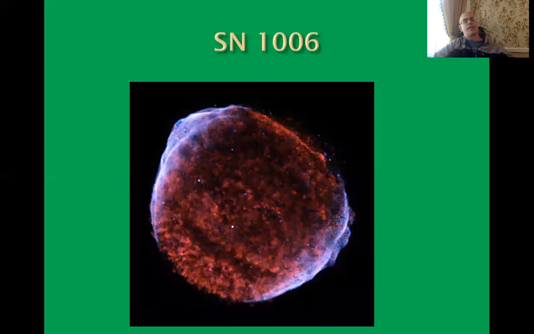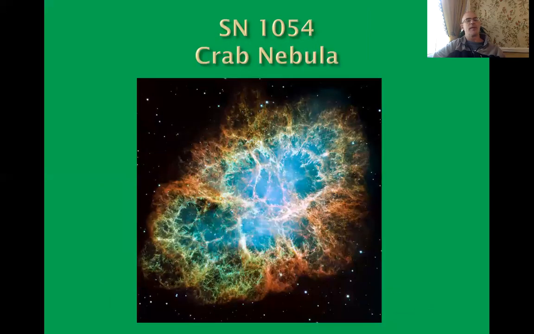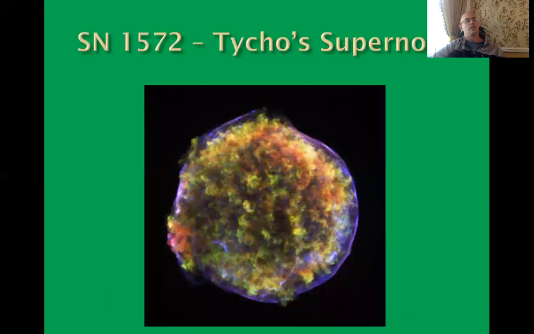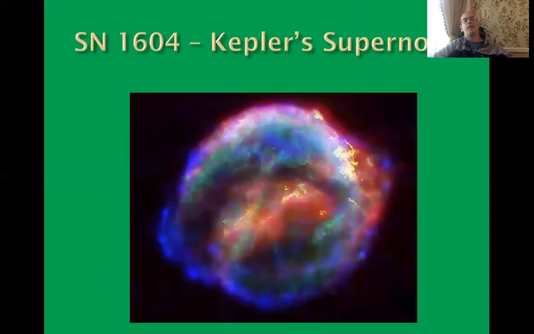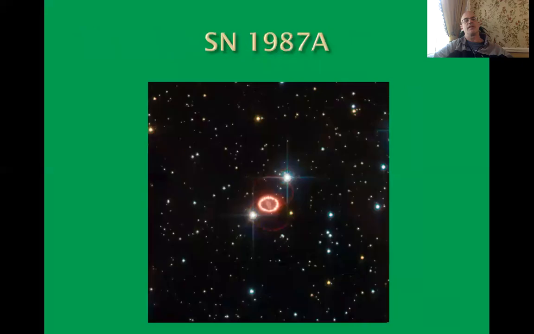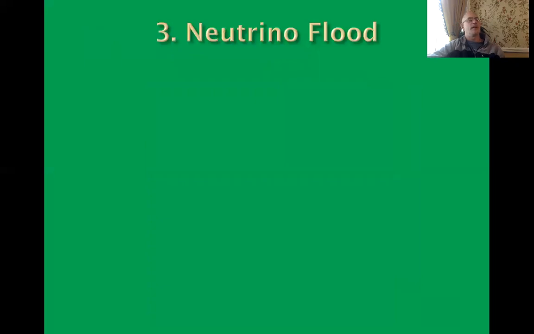Here are some pictures that we have of supernovae. Remember we talked about the 1006. This is a nebula. Of course, we had the Crab Nebula we talked about. We have Tycho's supernova, Kepler's supernova of 1604. And then we have supernova 1987A, which, as I mentioned, wasn't super bright, and it was mostly seen in the southern hemisphere, so not seen by as many people as you might expect.